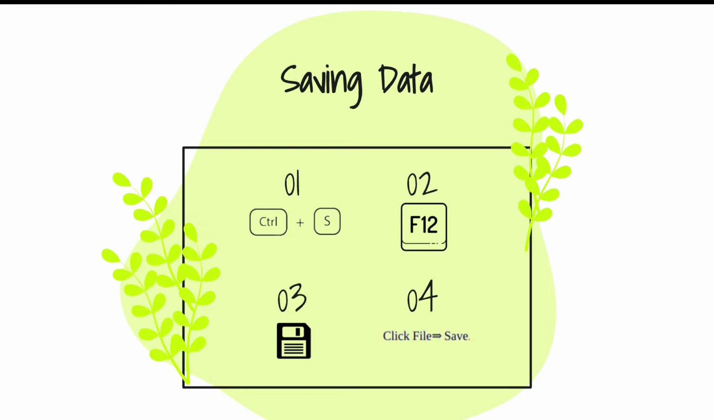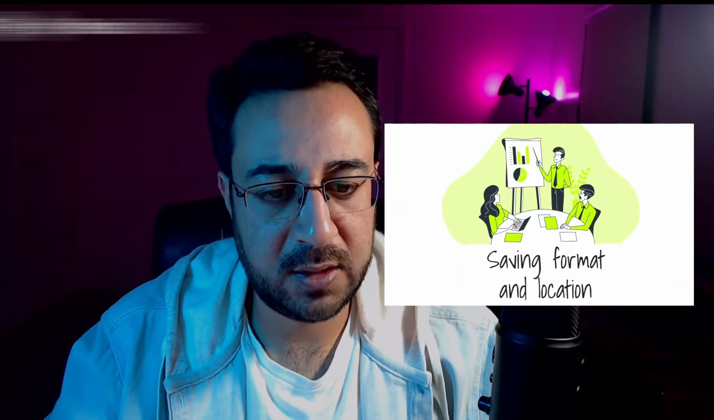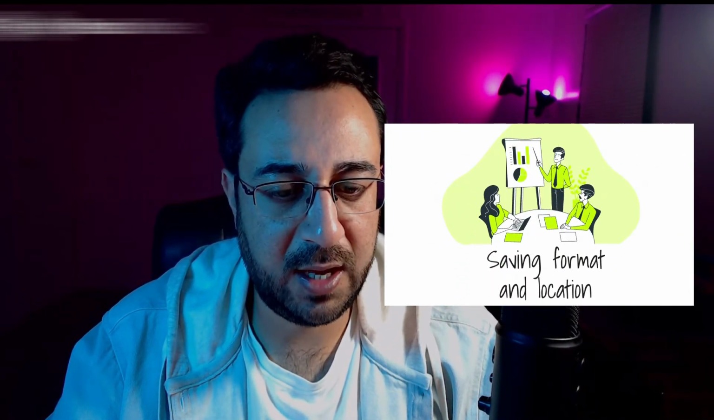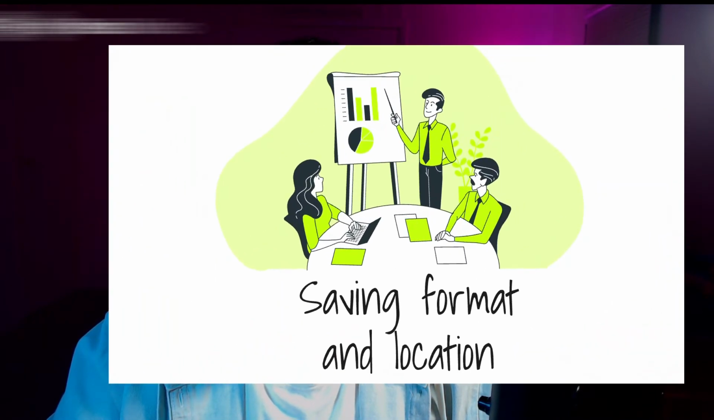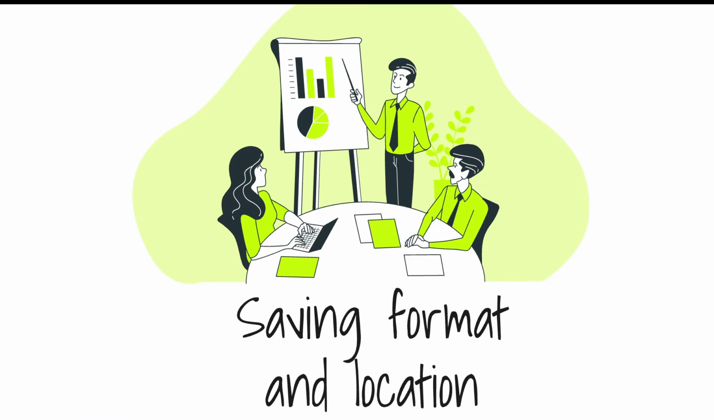Any one of them will help you to save your data, and you'll have a prompt and directions on where you want to save that document and what name you want to use. That brings us to the last point for this topic, saving format and location. When you click on save, you will be given the format you wish to save your document in and the location where you want it saved. With that being said, let's jump into Excel and demonstrate what we learned today.